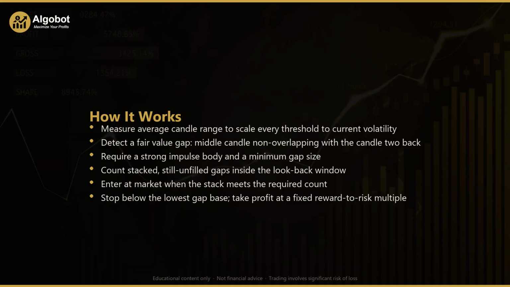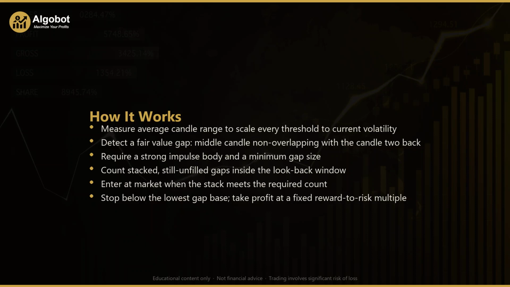When the number of intact stacked gaps reaches the stack count, by default 2, the EA signals a long entry at the current ask price. The stop loss is placed below the lowest gap base, minus the buffer, sitting under the entire imbalance ladder.